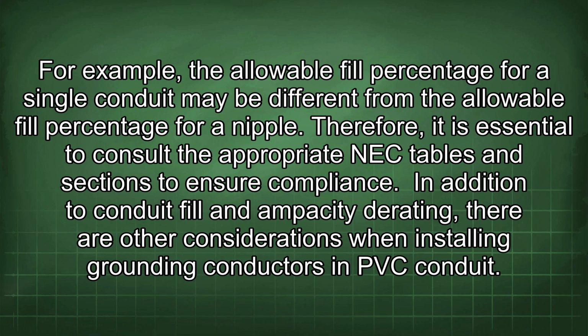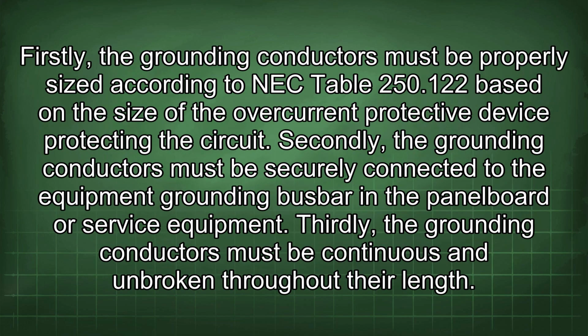In addition to conduit fill and ampacity derating, there are other considerations when installing grounding conductors in PVC conduit. Firstly, the grounding conductors must be properly sized according to NEC Table 250.122 based on the size of the overcurrent protective device protecting the circuit. Secondly, the grounding conductors must be securely connected to the equipment grounding busbar in the panel board or service equipment. Thirdly, the grounding conductors must be continuous and unbroken throughout their length.